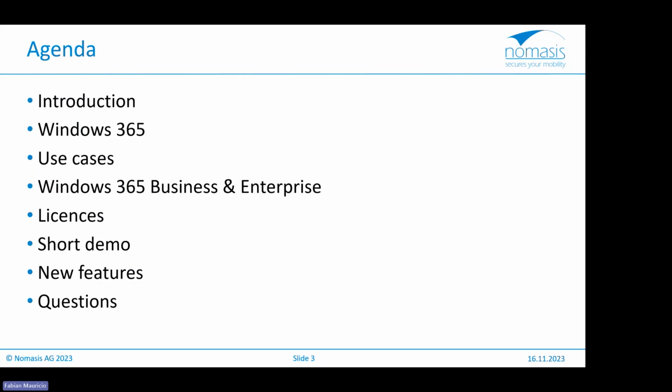Just the agenda: I will give you a short introduction as to why Windows 365 came to life. Then I will give you more details about Windows 365. We are then going to cover some use cases, some examples. We can then see the difference between the business version and the enterprise version of Windows 365. A short recap on licensing before giving you a demonstration on how it works. And we will then end with the new features. And at the end, we'll answer your questions.